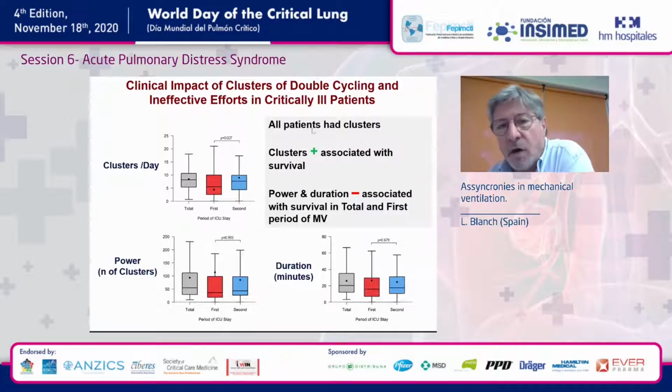The results of that study: all patients had clusters. However, using mathematical models, we found that clusters were positively associated with survival. So the patients who survive present asynchronies, and sometimes those asynchronies are grouped in clusters. However, the clusters that present high power and high duration are negatively associated with survival, not only in total, but also in the first period of mechanical ventilation, as you will see here, where the number of clusters is less. So here, the hypothesis is that asynchronies and clusters maybe happen in all patients, but how they happen is important.